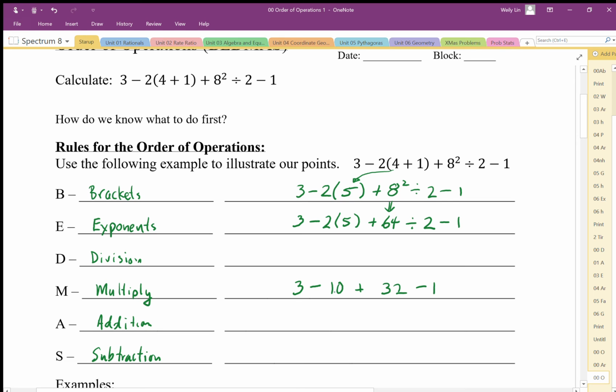So 3 minus 10 is negative 7, plus 32 is positive 25, minus 1 is going to be positive 24. So that's going to be my final answer. And I can see all the steps being done. Now you may want to do some of these in multiple steps. You can spread out the steps if you like. Sometimes we can compress steps. As we get further in math, we need to start compressing steps.